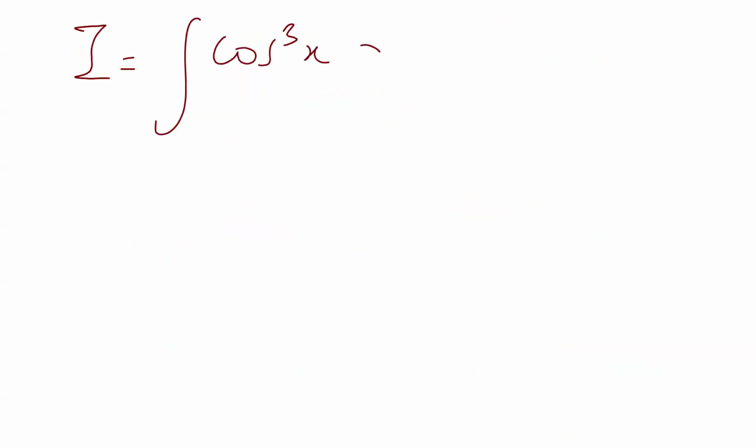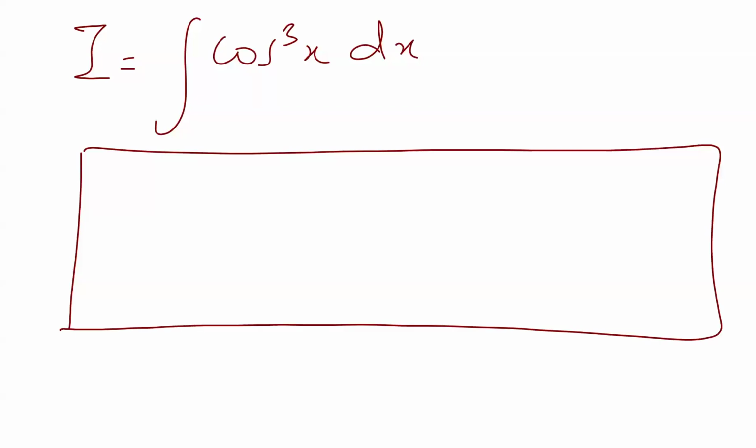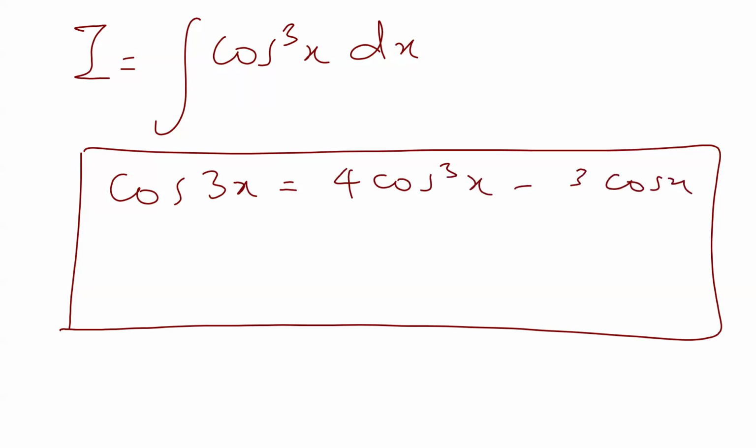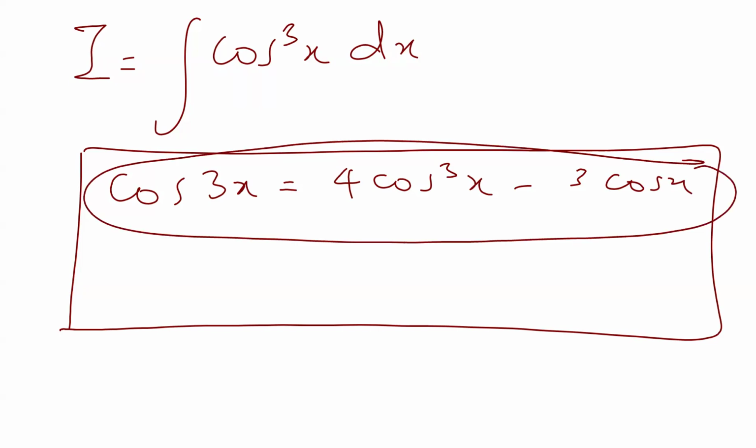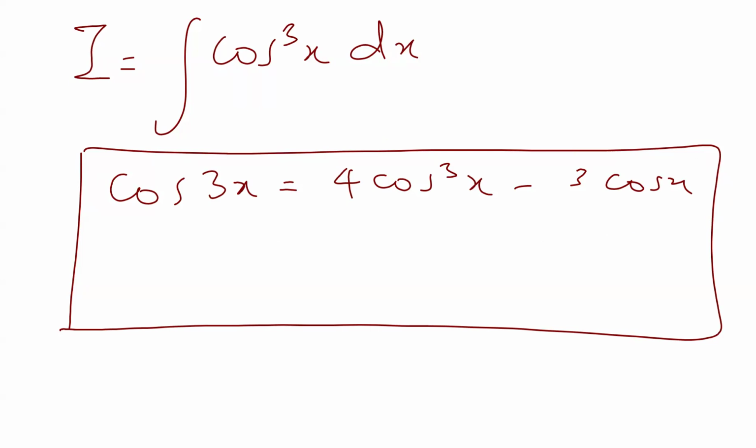Integration of cos cube x. Now first we'll make this box. Cos 3x is 4 cos cube x minus 3 cos x. Now if you don't know this particular formula, nobody can help. So by hook or crook, you should know this formula, sin 3x and cos 3x.